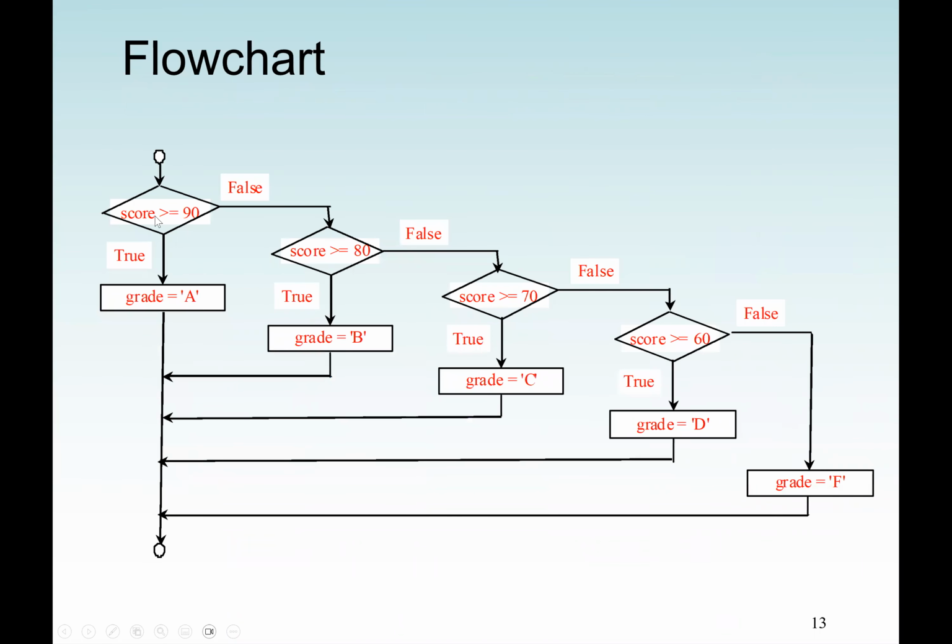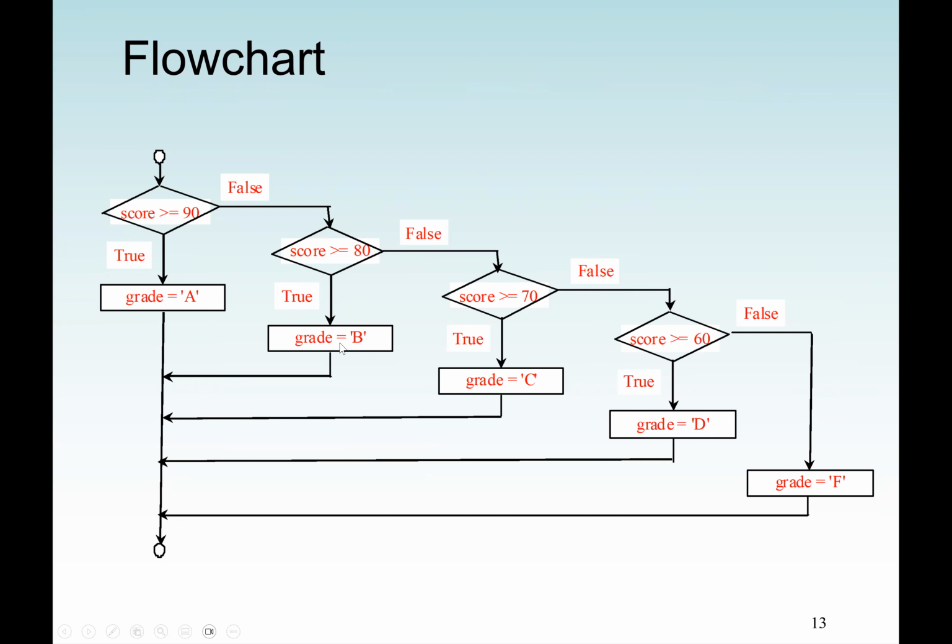So this is the flow chart. If the score is greater than or equal to 90, if it's true, then we print A, or we assign A to grade. Then we come out of the conditions. We don't need to check the rest of the conditions anymore. Otherwise, if the score is less than 90, then we go to the second condition. This time we are going to check if it's greater than or equal to 80.